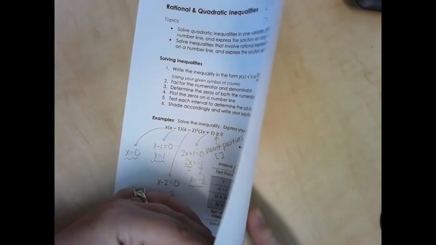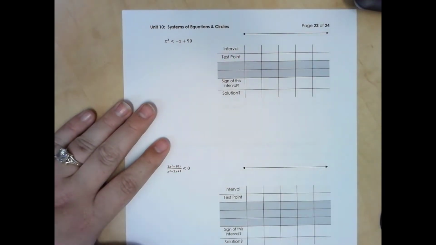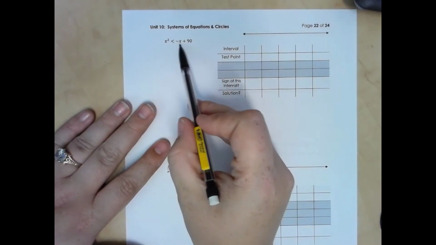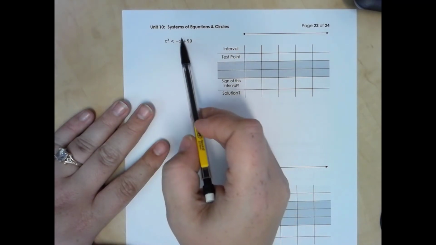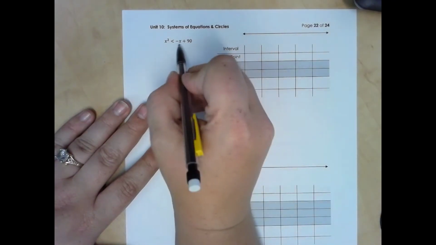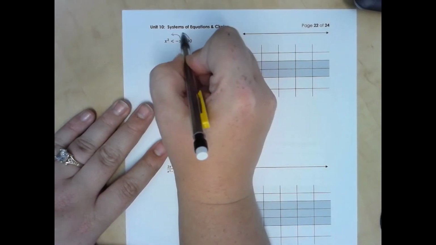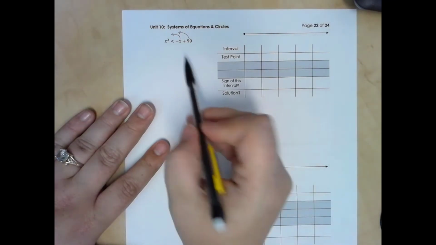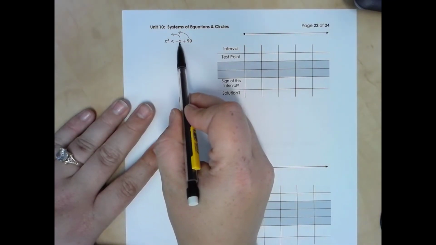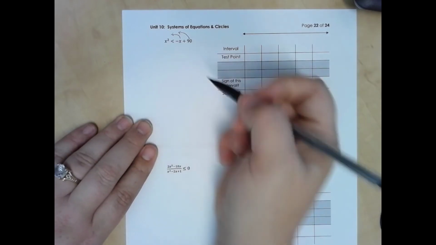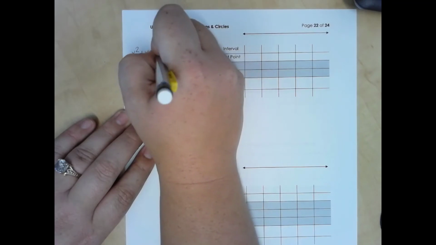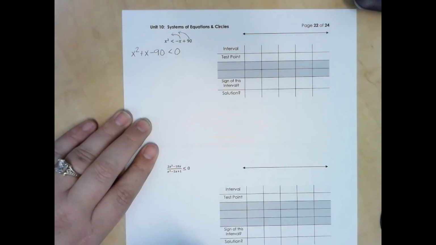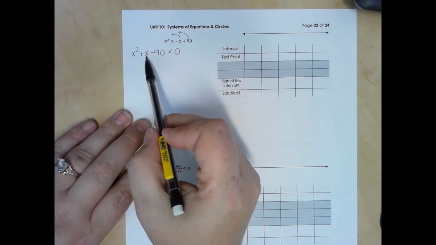Okay. All right, so let's look at our next one, which is x squared is less than -x plus 90. Now remember, we want this to be everything on one side so that we just have 0 over on this side. So I'm going to go ahead and move these guys back over to the other side. To move this one, I'm going to have to add x. To move this one, I'm going to subtract 90. So that's going to give me x squared plus x minus 90 is less than 0. Okay, because when I move them across, their signs change.